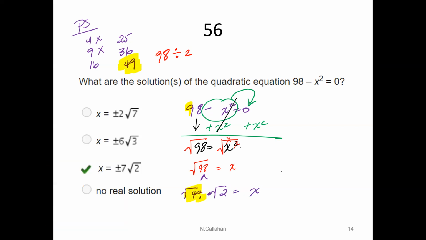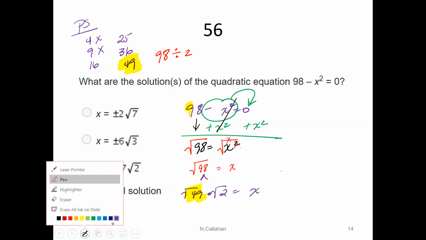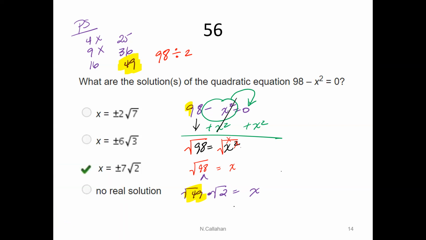What's the square root of 49? Is that 7? Yeah. So I have plus or minus 7. The square root always gives you two answers. Don't forget, your square root of 2 equals x, so that's a b squared.